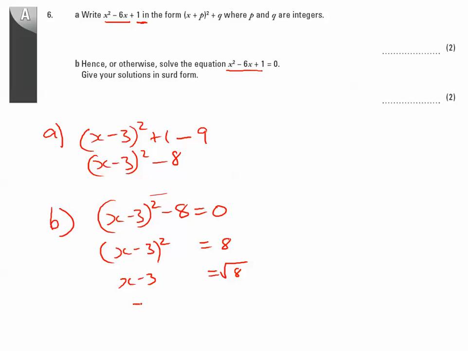And then here I'm going to add 3 to both sides, so I end up with 3 plus or minus the square root of 8. And what I can do here is simplify that, so I've got 3 plus or minus root 4 times root 2. 3 plus or minus, and I know that root 4 is 2, so it becomes 2 root 2.